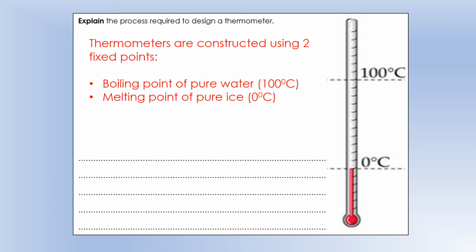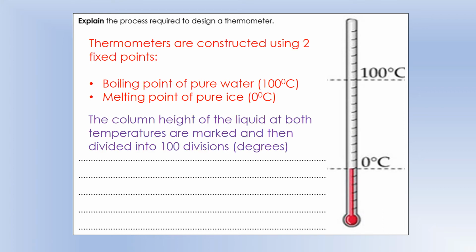So essentially what you do is you get your glass tube, you put whatever liquid you want into it, and you stick it in melting ice, and you mark the height of the liquid. You then put it in boiling water, and it's going to expand when you do that, and you mark the height at 100 degrees. Then all you do is divide the difference between those into 100 divisions, which we decided to call degrees, and then you have constructed yourself a thermometer.